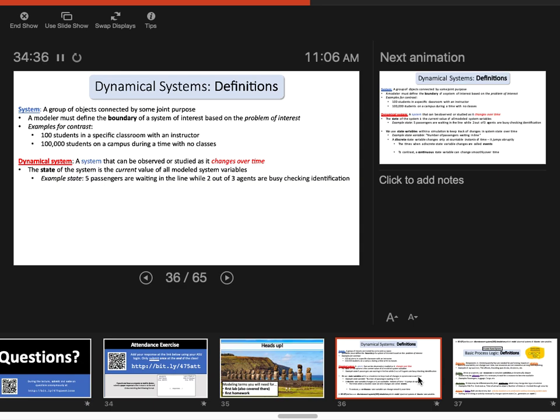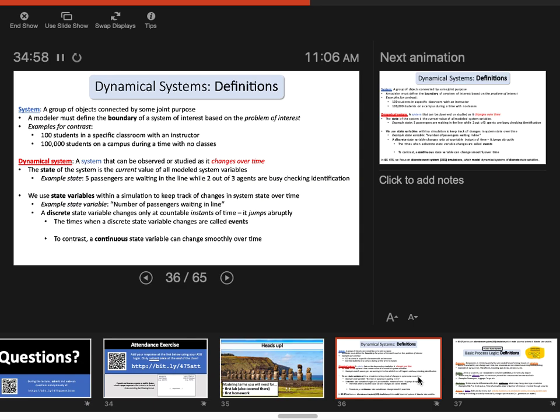Because we have dynamical systems, we have to use this word state. The state of a system is just the current value of a system, and that's the thing that changes over time. The number of students in a classroom changes. The number of passengers waiting at an airport changes. And so the state of the system is the current number.